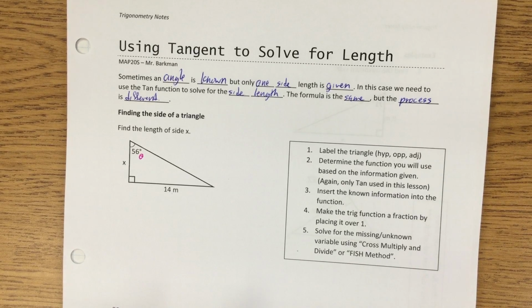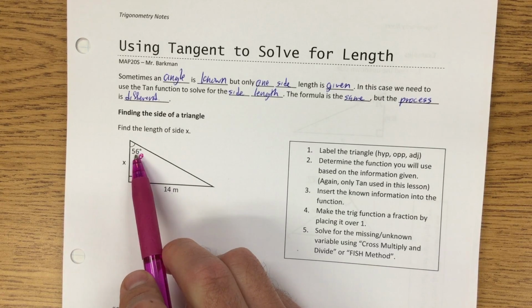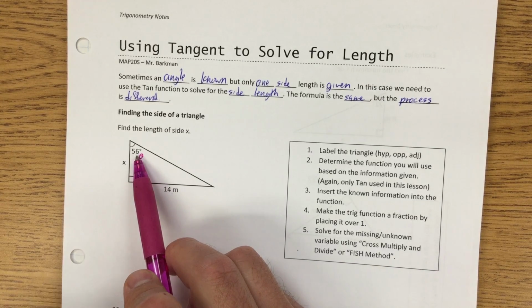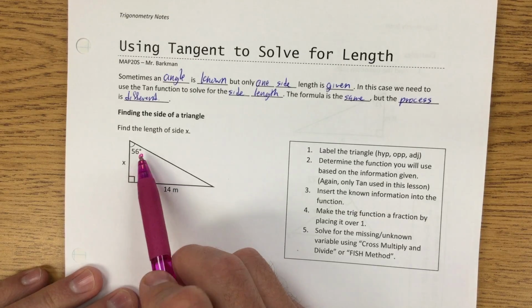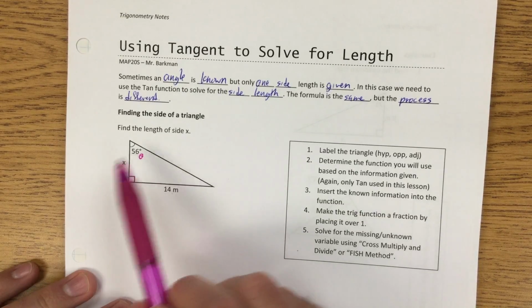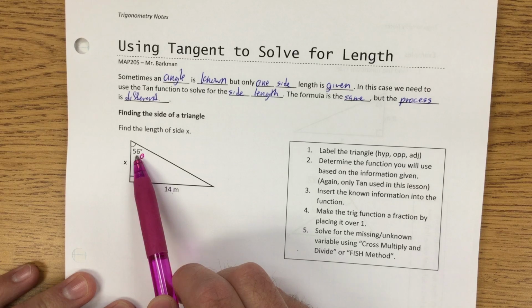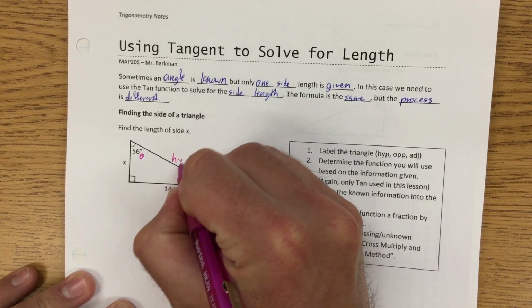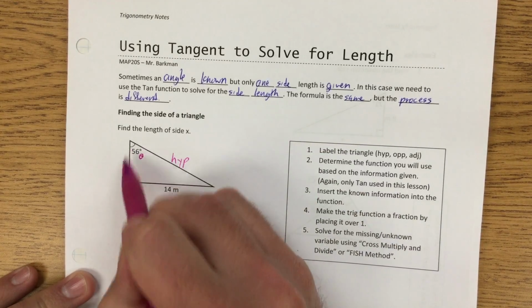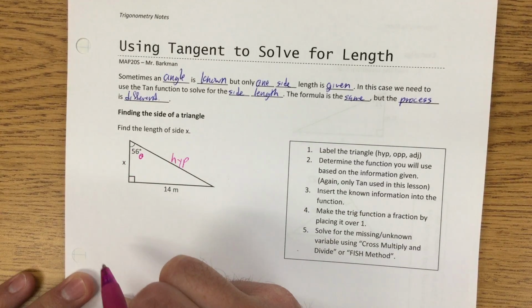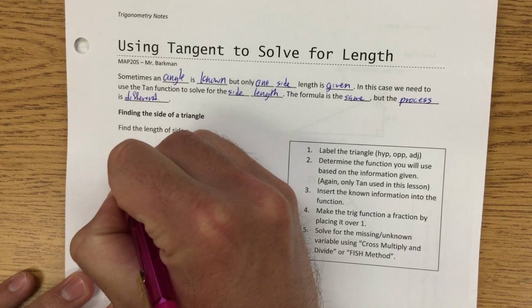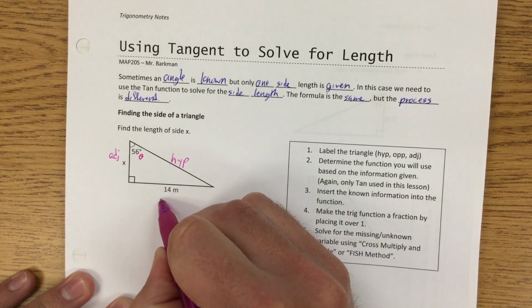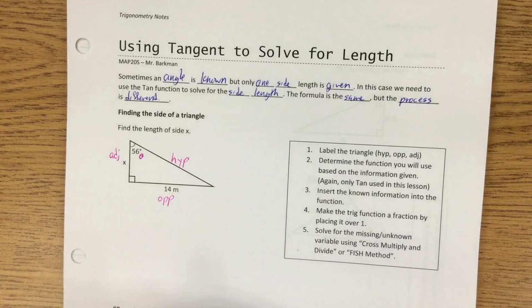That is our angle. The first thing we always need to do is, based on that angle that's given, and in this case it's not the angle that we need to find, it's the angle that's given, we want to label our triangle based on this angle right here. Long side, as always, is our hypotenuse. The side beside our angle is going to be our adjacent side, and the one that is not beside is our opposite side.